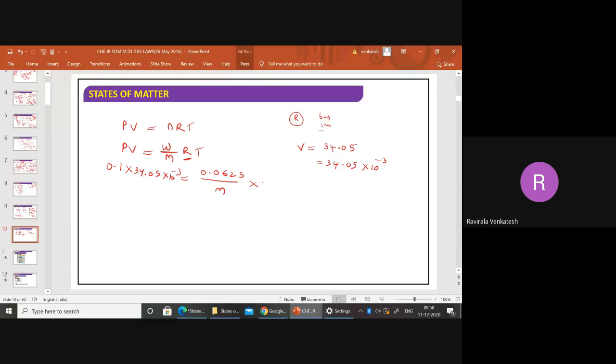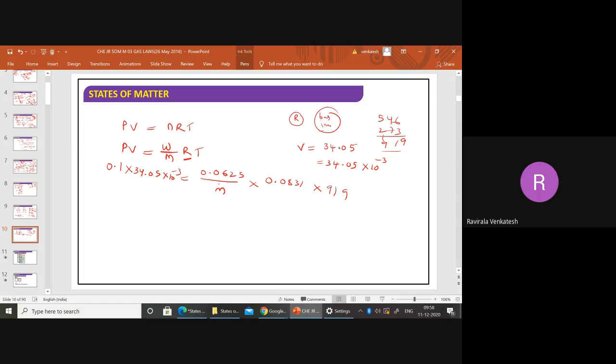R value is, I told you, 0.083 bar. Because pressure, when you take in terms of bar, R also should be taken in terms of bar, 0.083. Temperature is 546 degrees Celsius, so add 273, that gives 819 Kelvin temperature.